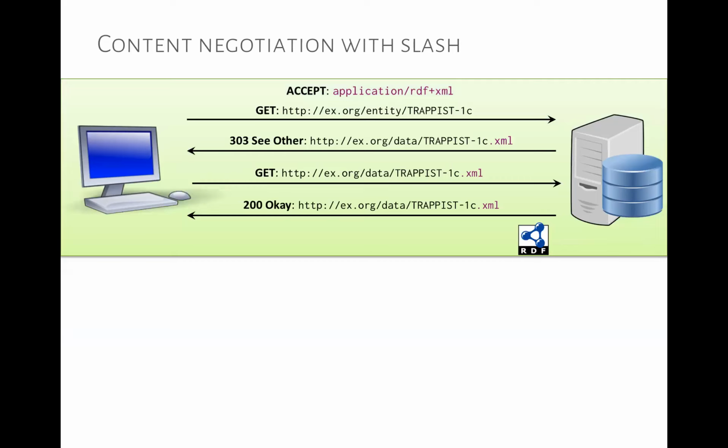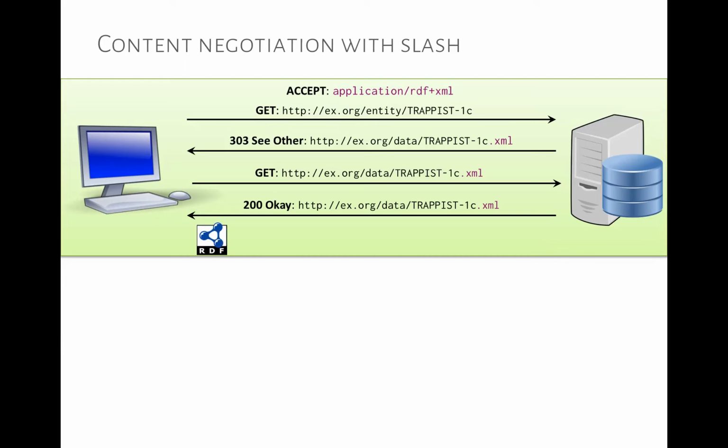With the slash recipe briefly, we have the same, except this time we have a slash recipe identifier. Then we have a 303 See Other, we do a GET, and then we do the OK. So in the 303 See Other, the redirect will redirect to a particular URL based on the content negotiation that was asked for. In this case, an XML document, for example.